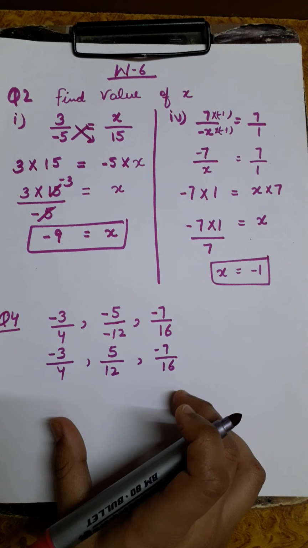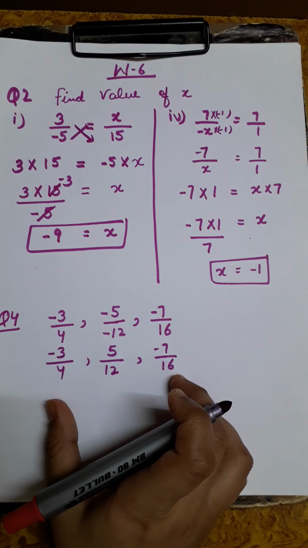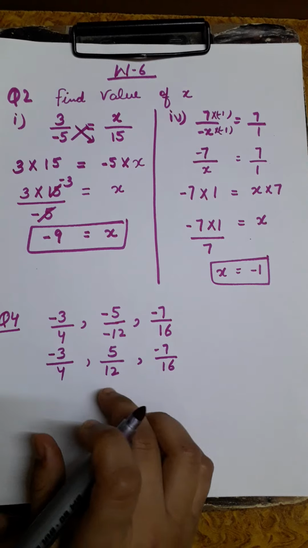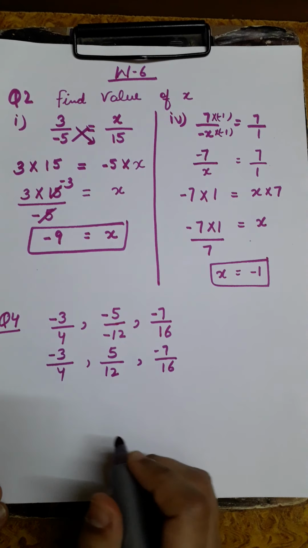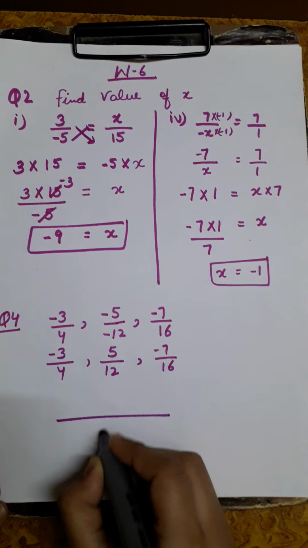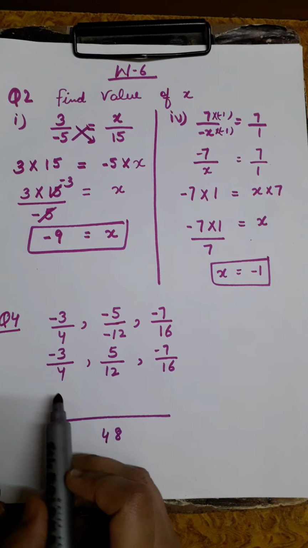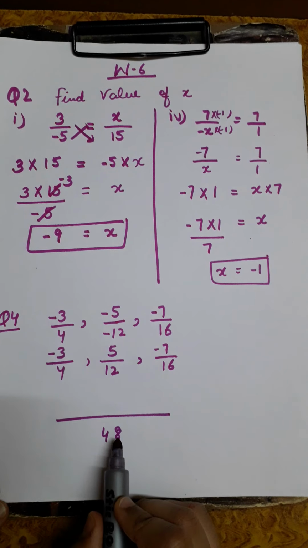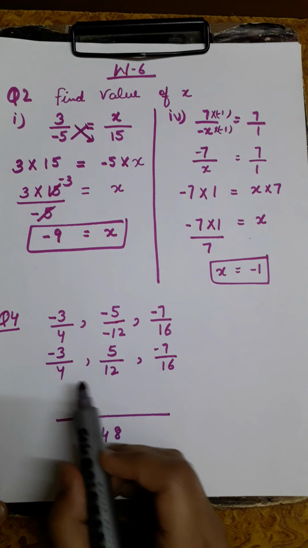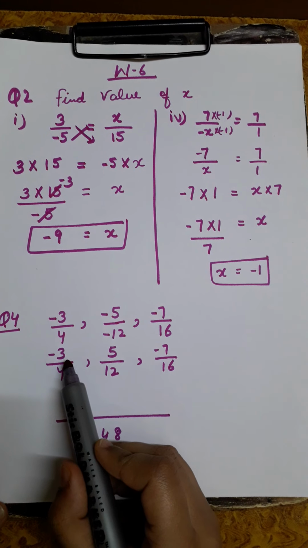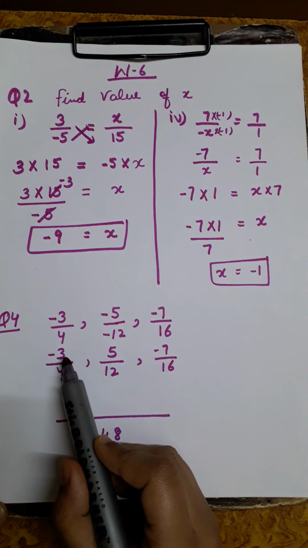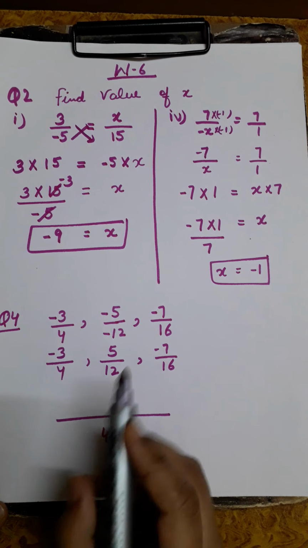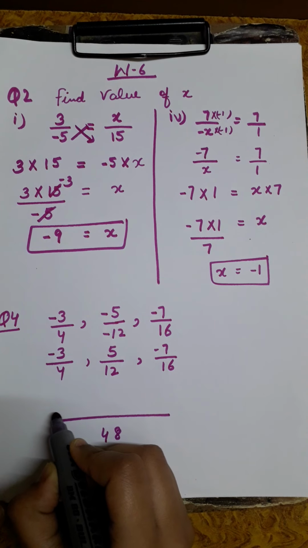So first of all, we will make the denominator the same. And how can we make the denominator the same? By taking the LCM. And what will be the LCM of 4, 12 and 16? It will be 48. So what number should be multiplied with 4 to make it 48? It's 12. So 12 must be multiplied in the numerator also, and minus 3 multiplied by 12 is equal to minus 36.